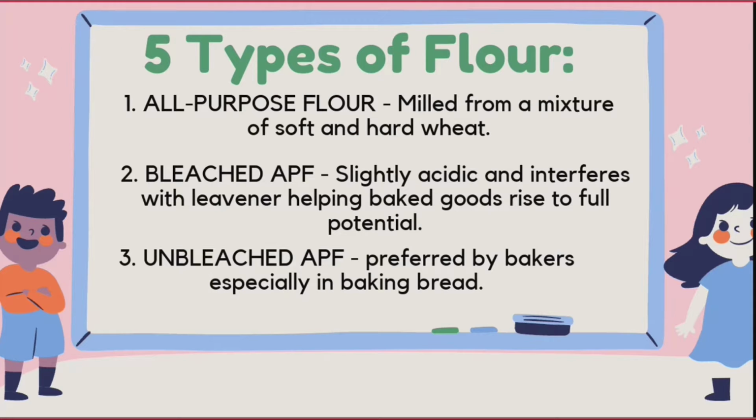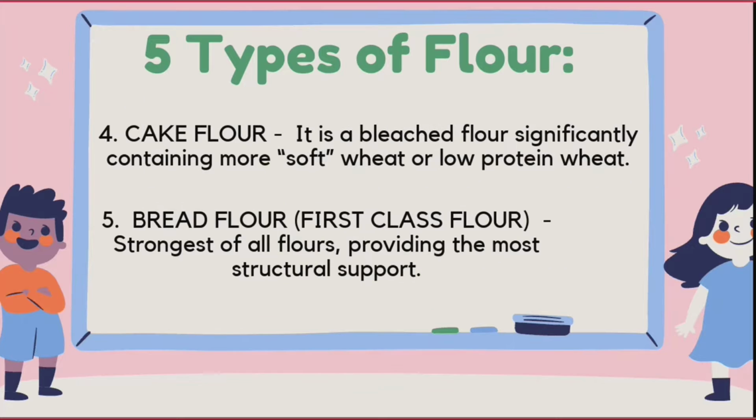There are five types of flour. First one is all-purpose flour, milled from a mixture of soft and hard wheat. Second, bleached all-purpose flour, slightly acidic and interferes with leavener, helping bake good rise to full potential. Third, unbleached all-purpose flour, preferred by bakers, especially in baking bread.